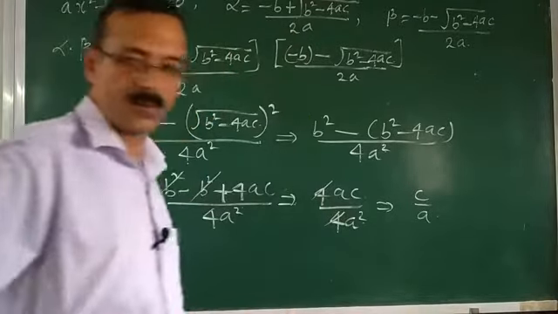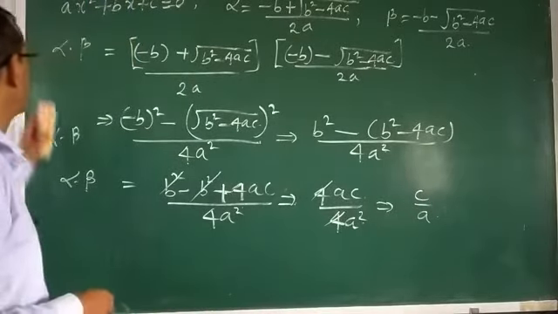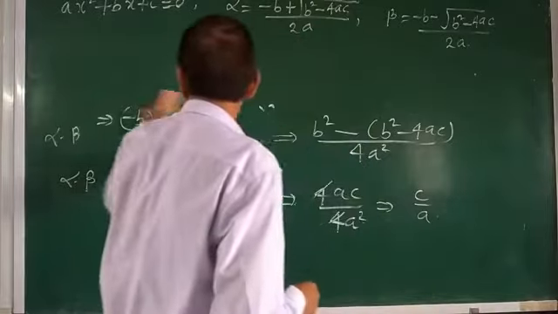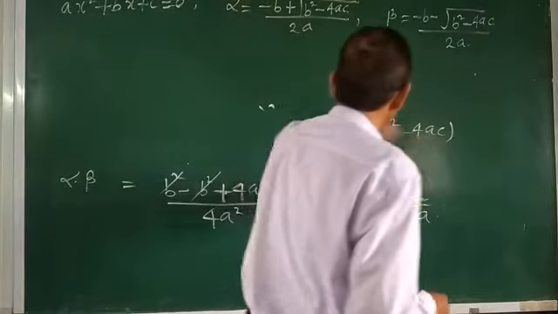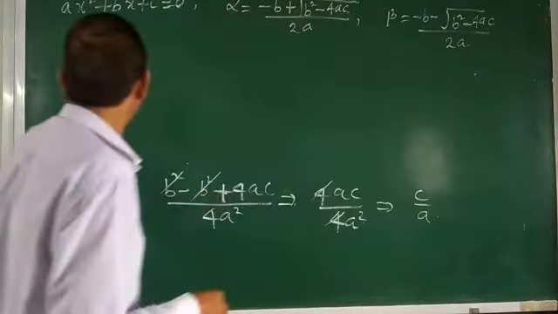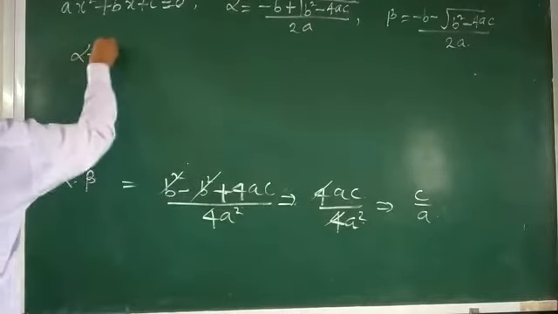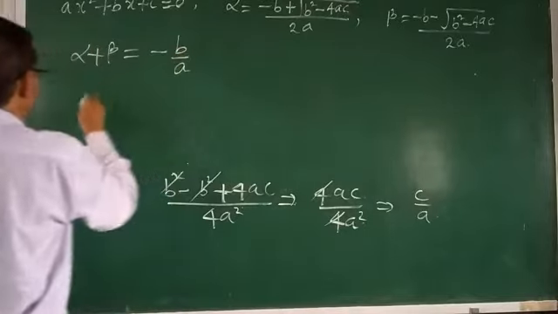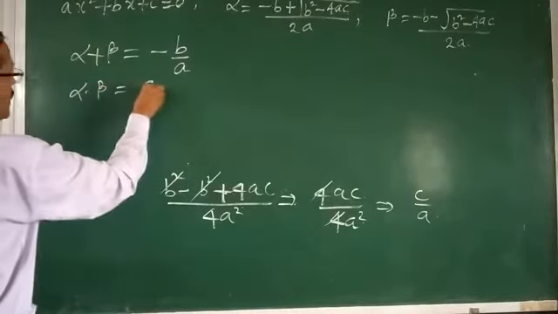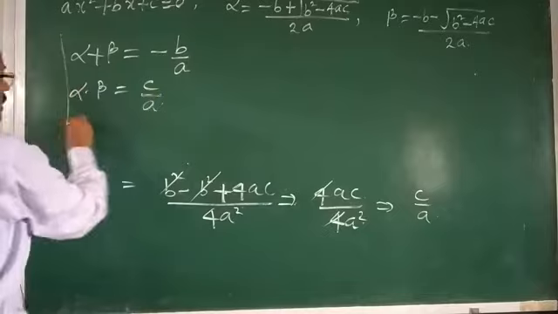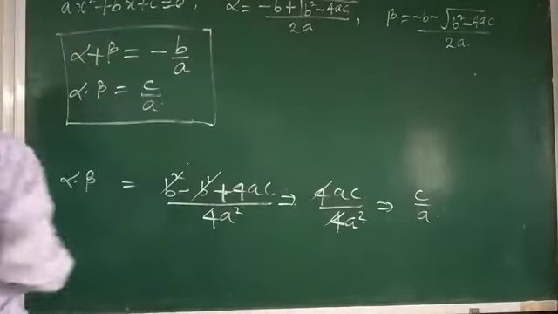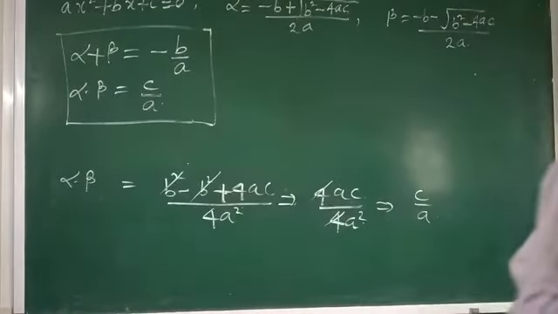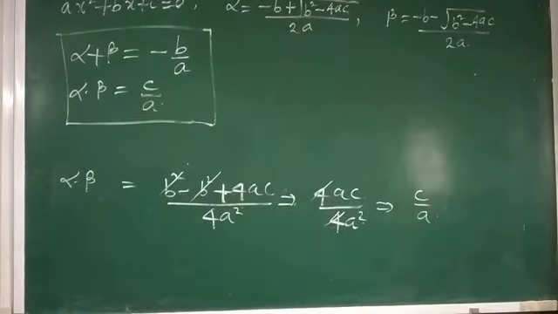So student, we found two very important things for this. Number one, alpha plus beta, and number second, alpha into beta. So alpha plus beta, the sum of two roots, will be minus b upon a, and alpha into beta is equal to c upon a. We have to use this to solve the question. By using these things, some more things we can find.